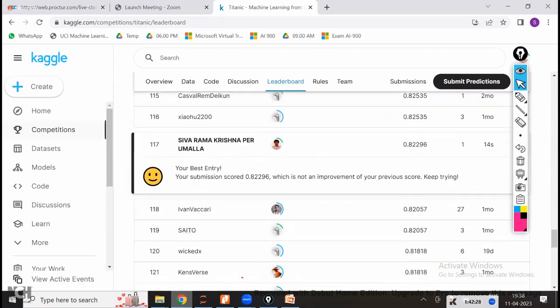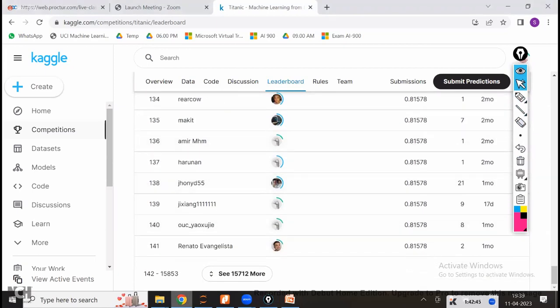My rank is 117. You can see my name. Just now I have submitted 14 seconds back. So my rank is 117 out of 15,853. This is my rank.